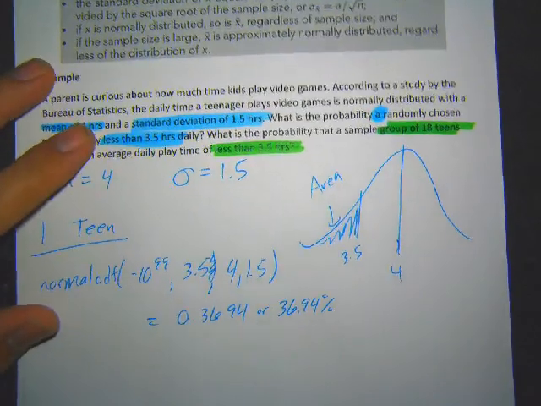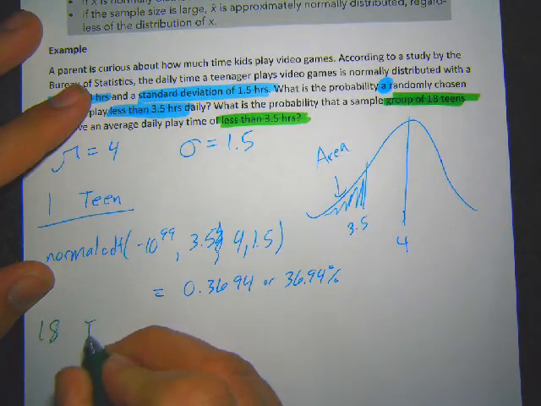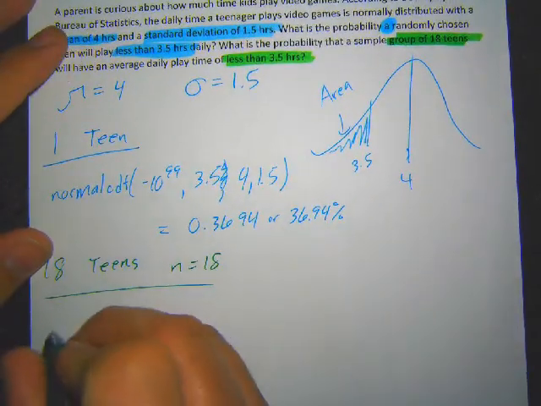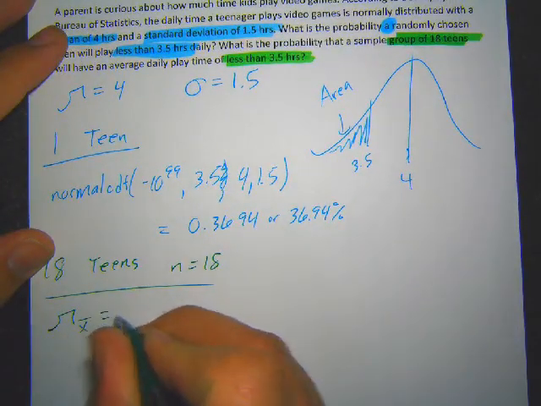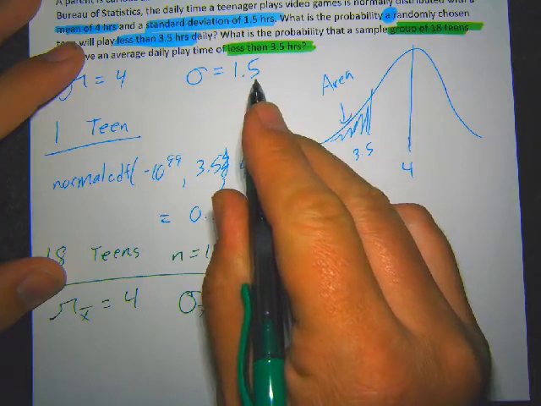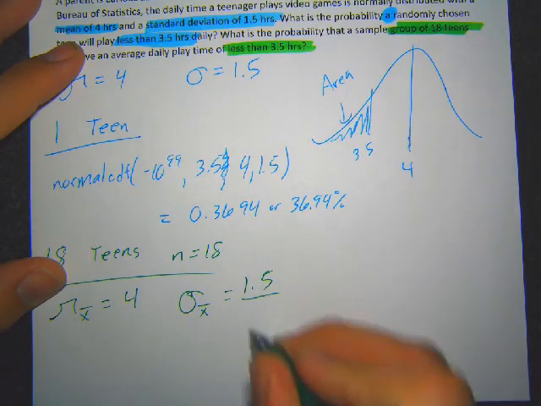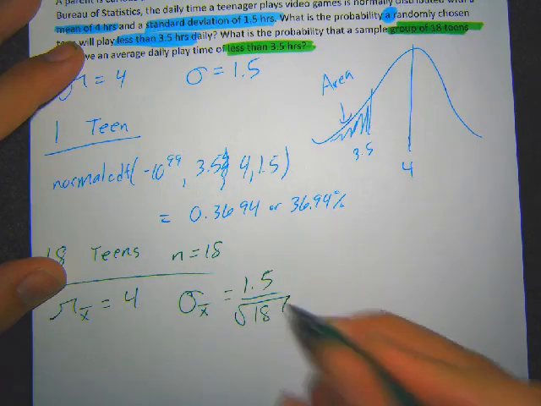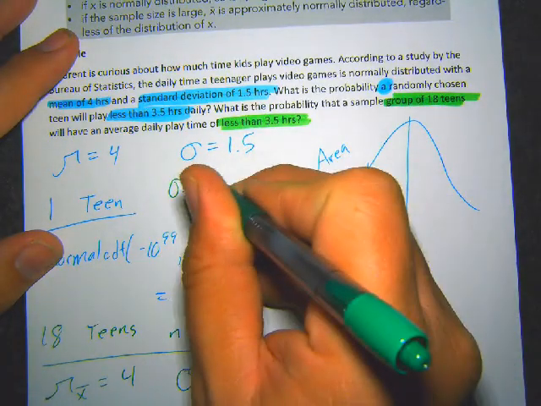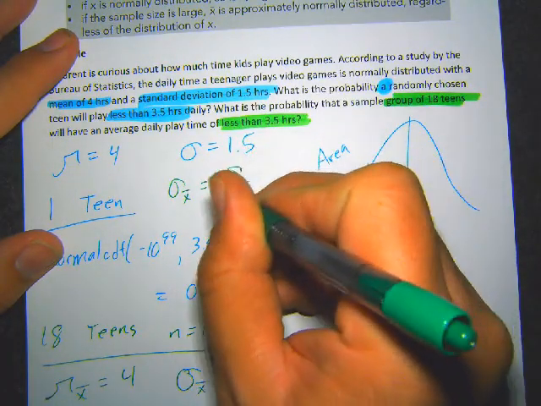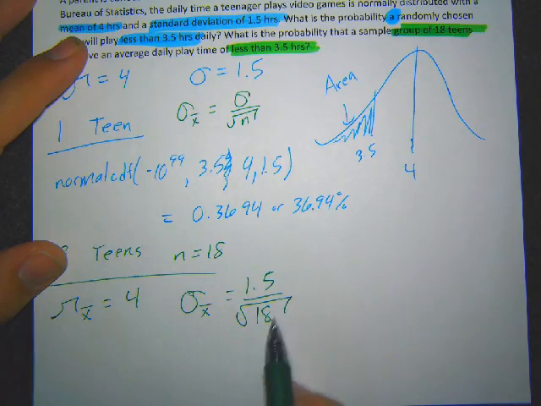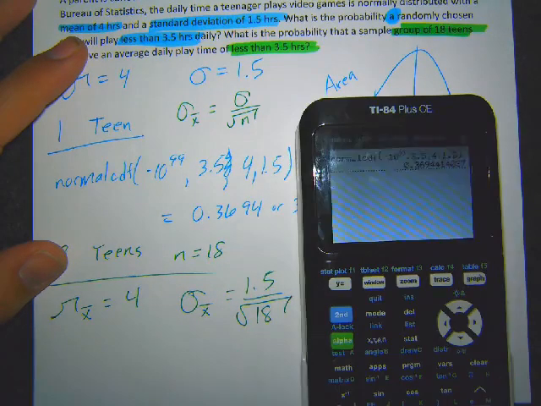So for the second part, when we have 18 teens, our sample n is 18, then we're going to use the same mean. The mean for the x bars is the same, still 4, but to find the standard deviation for the samples, we take the previous standard deviation, that 1.5, and we divide it by the square root of n, which in this case is 18. So again, the standard deviation of the sample means is going to be the standard deviation divided by the square root of n. That's where we're doing that. So as soon as you get more than one person, a group of 18 people, you've got to change the standard deviation.